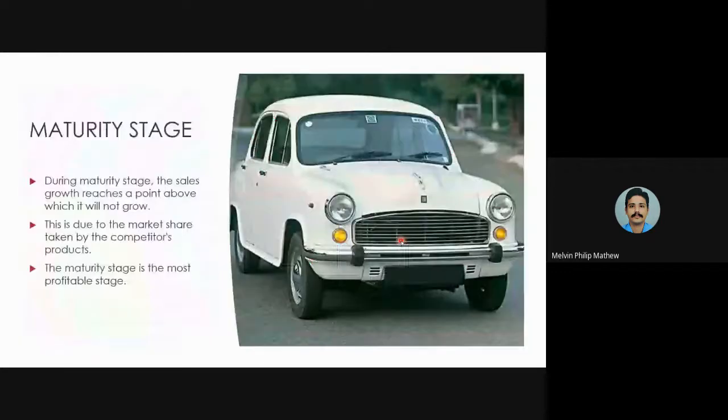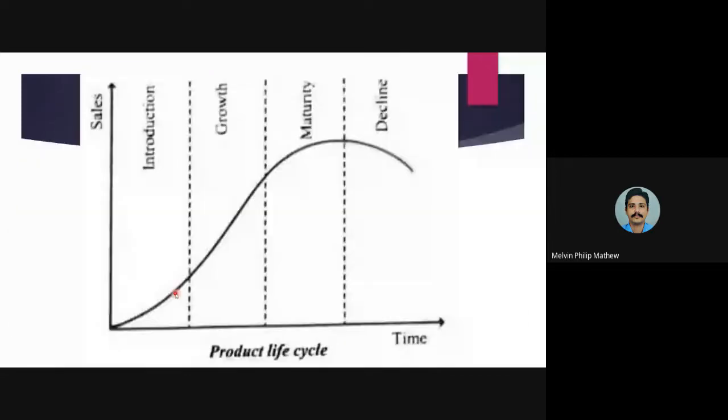Next comes the maturity stage, and during the maturity stage, the sales reach a point where they will not grow again. You can see here, it gradually rises until it reaches a point where it cannot go any further. So it is matured enough. People have been using it for a set period, and then new technologies arise replacing the product, so there is a decline phase of the product in the next cycle.